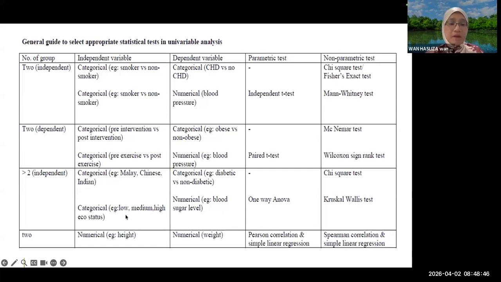Okay. Now, what happens if I have more than two groups and my dependent is still numerical? Now you cannot use the independent t-test, because for the independent t-test, the categorical variable has only two groups. But now I have more than two.